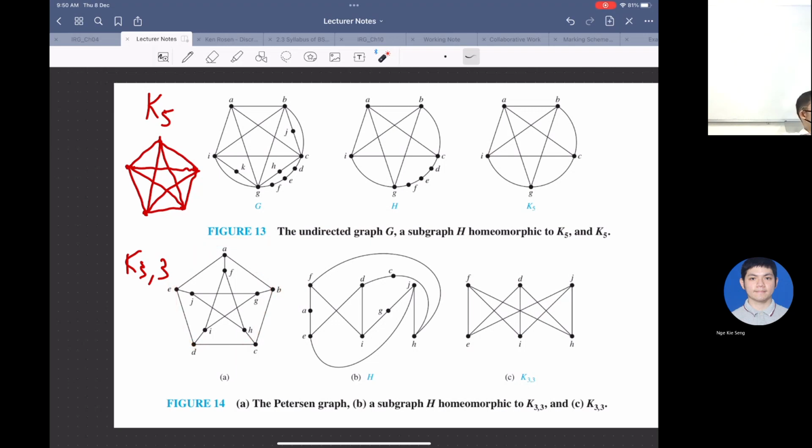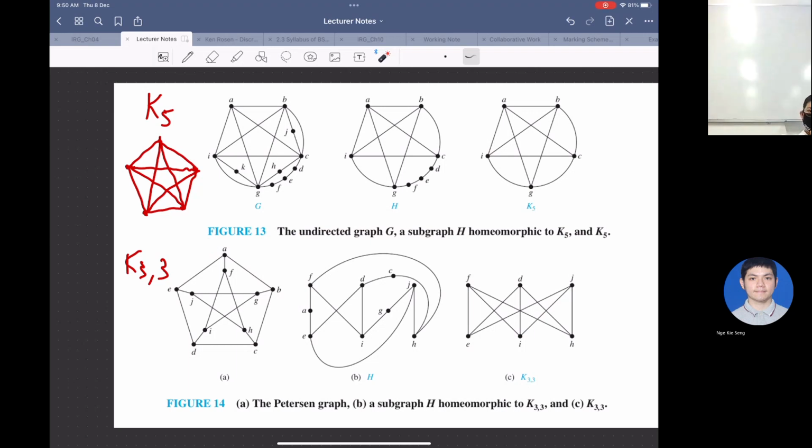So what's the moral of the story? Every non-planar graph should contain these two subgraphs. This means these two are the basic non-planar graphs, and all the non-planar graphs should be built out from these two.